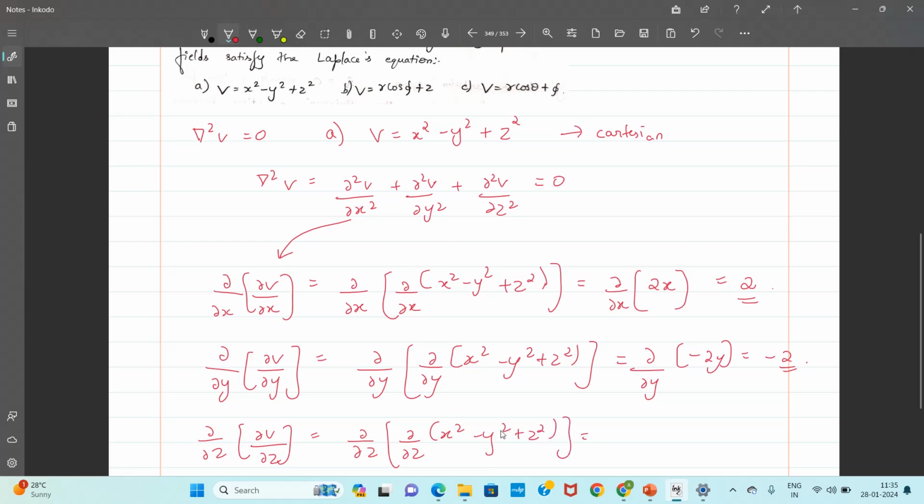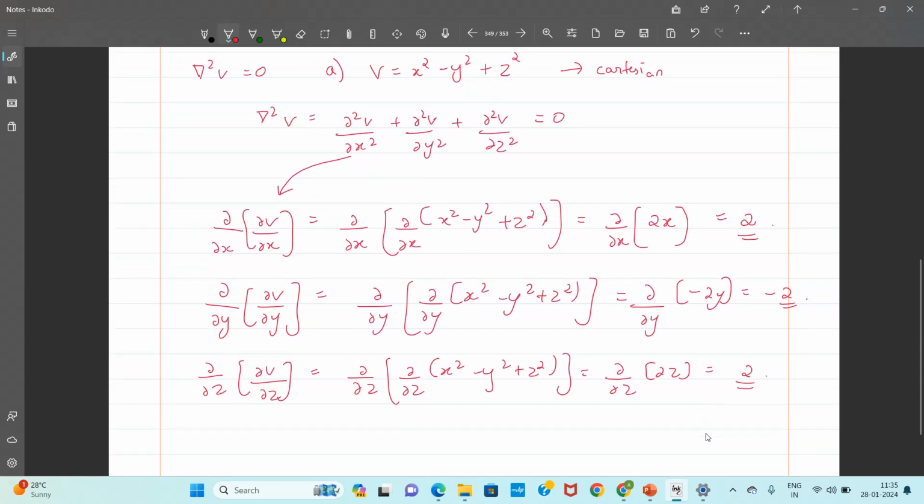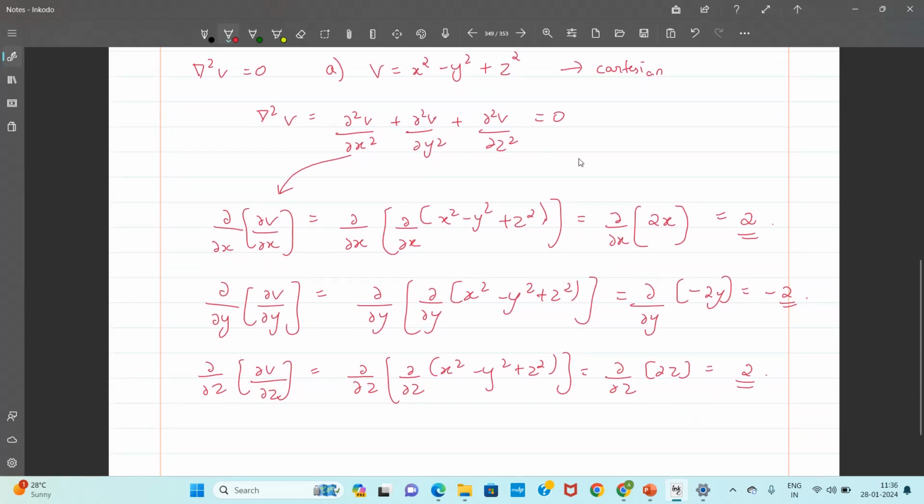So in this case, x and y are constants, so differentiation becomes 0. And for the last one, it will be 2z. And after again differentiating, you're going to get the answer as 2. So now I have the individual values. Now I just have to add them.